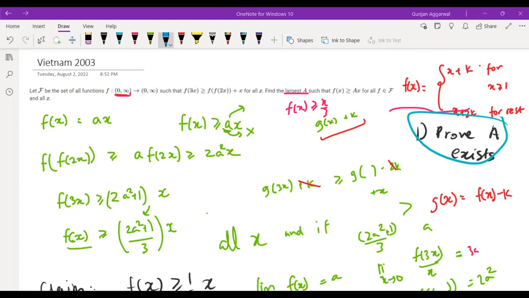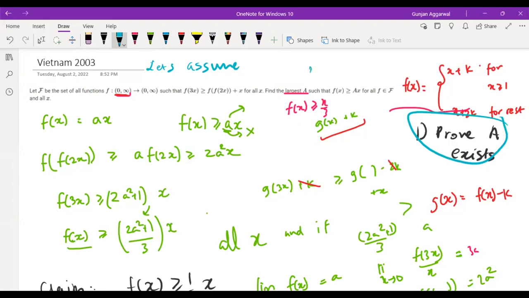Just see that this a exists. Like, just take a equal to 0. A equal to 0 works for all of them, since f is a function on positive reals. So, assume that such an a doesn't exist. Now just note that we can't take any value greater than half.